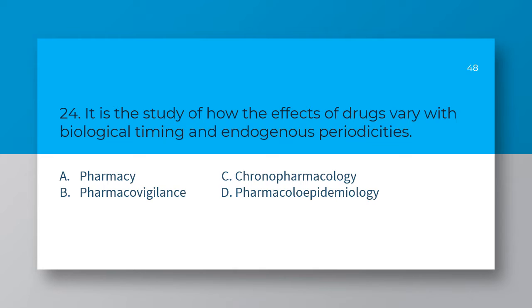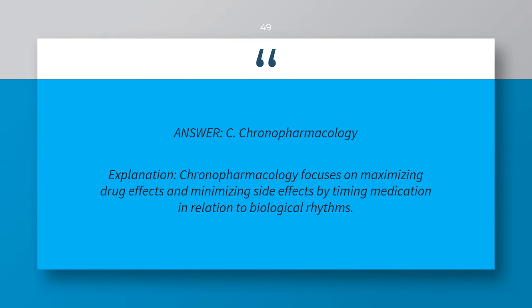Number 24. It is a study of how the effects of drugs vary with biological timing and endogenous periodicities. Answer is C. Chronopharmacology. Chronopharmacology focuses on maximizing drug effects and minimizing side effects by timing medication in relation to biological rhythms.